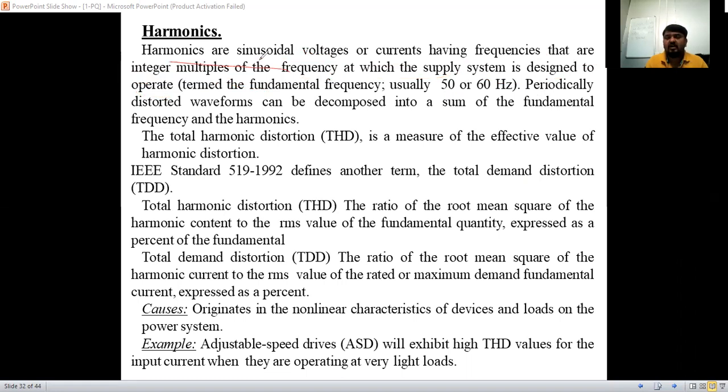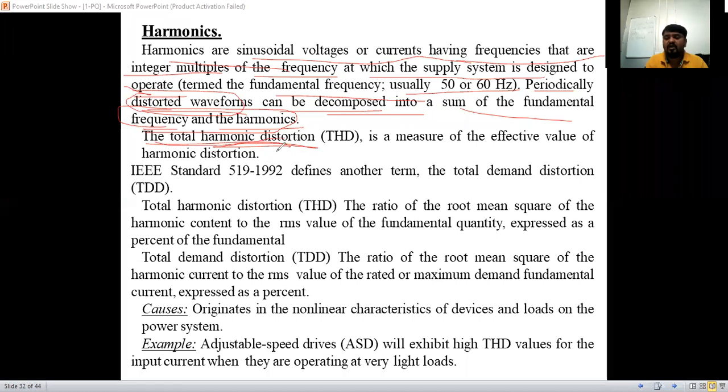Harmonics are sinusoidal voltages or currents having frequencies that are integer multiples of the frequency at which the supply system is designed to operate, the fundamental frequency, usually 50 to 60 hertz. Periodically distorted waveforms can be decomposed. Whatever the distorted waveforms are, periodically we are going to decompose them into a sum of the fundamental frequency and harmonics. Now we are going to measure the fundamental frequency and harmonics.